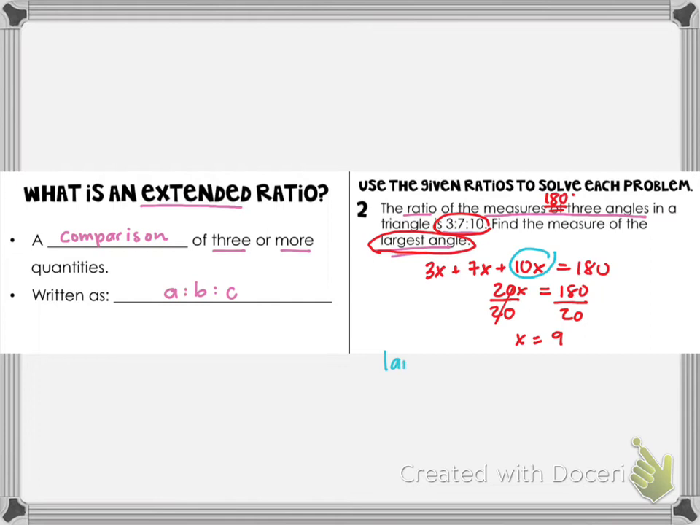So the largest angle is going to be 10 times 9. Let me write this actually, so it's easier for you guys to remember. 10x, which is 10 times 9, which then equals 90 degrees. And that is our answer.